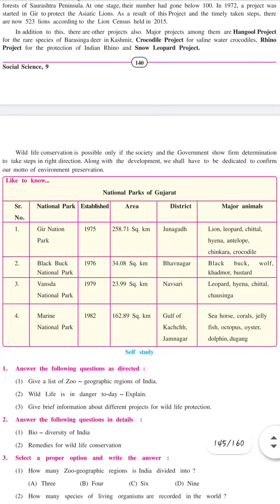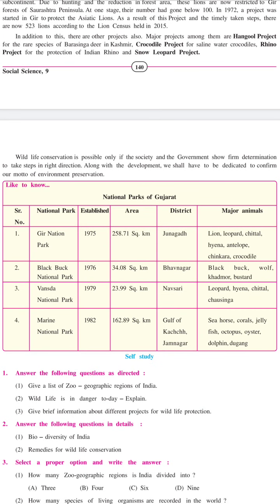This will end our lesson. The last paragraph says that wildlife conservation is possible only if the society and the government show firm determination to take steps in the right direction. Along with development, we shall have to be dedicated to our motto of environment preservation. So, dear students, in this chapter we learned about the wildlife, how the wildlife was in India before independence, and how the life of animals in the forest changed due to the increasing greed of human beings.